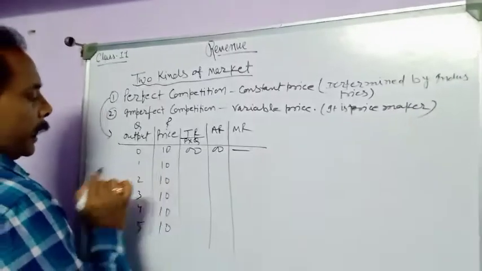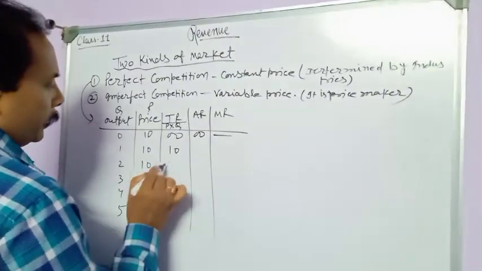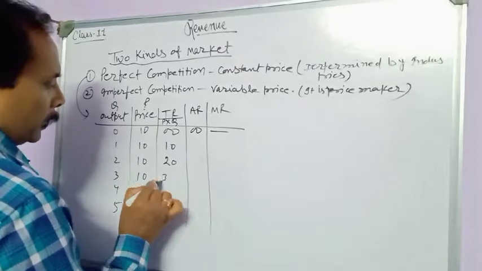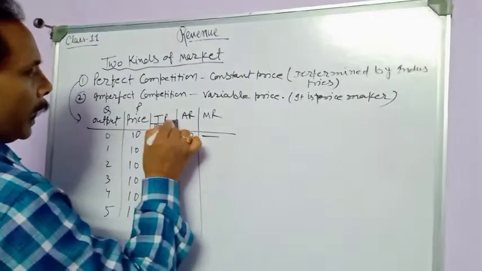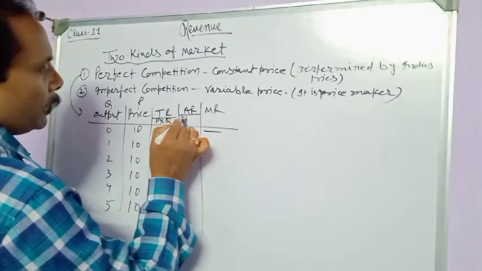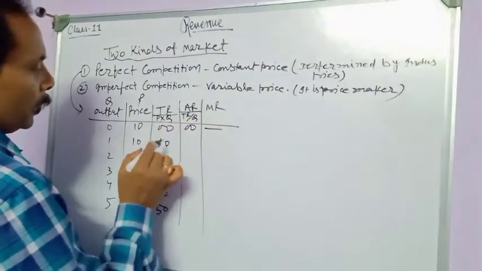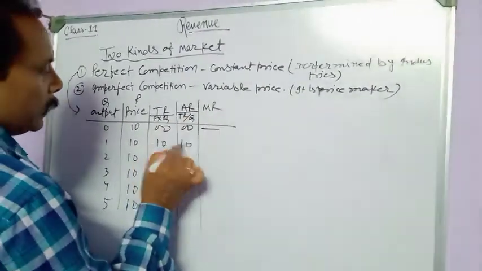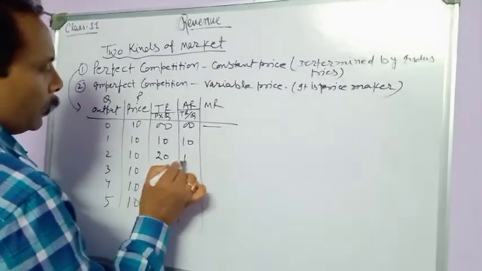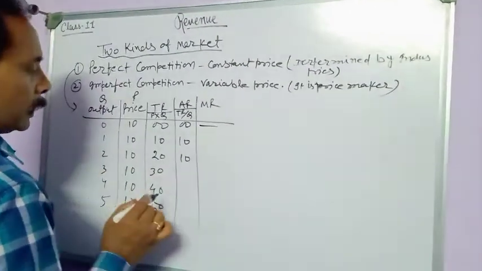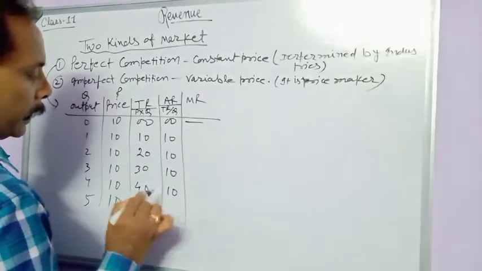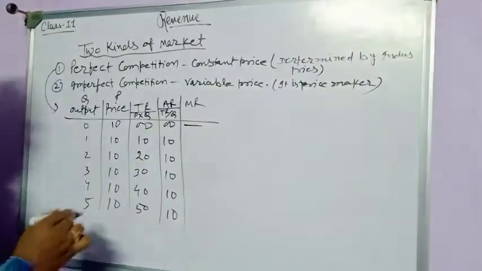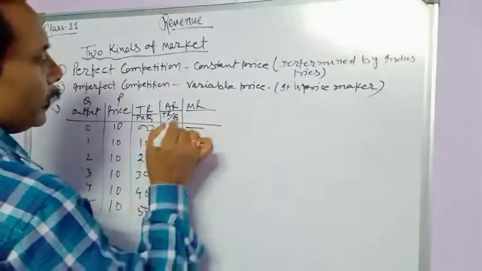So 10 into 1 is 10, then 20, 30, 40, 50. As we know that AR is equal to TR divided by Q, so 10 divided by 1 is 10, 20 divided by 2 is 10, 30 divided by 3 is 10, 10, 10. And MR is the change in TR.